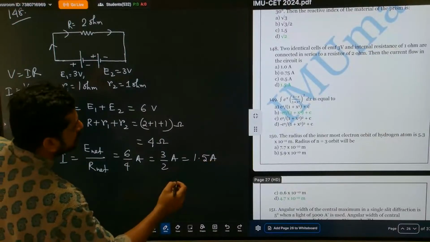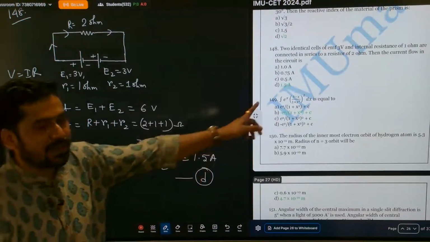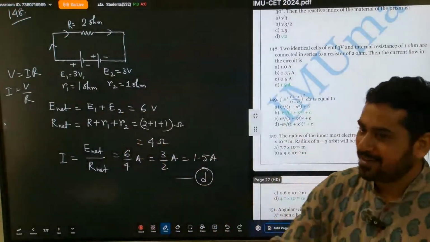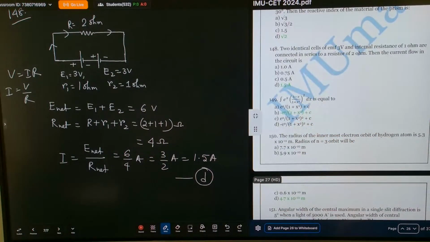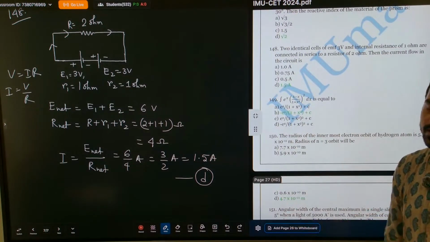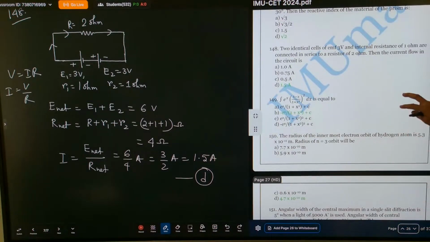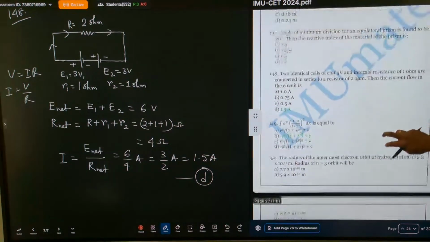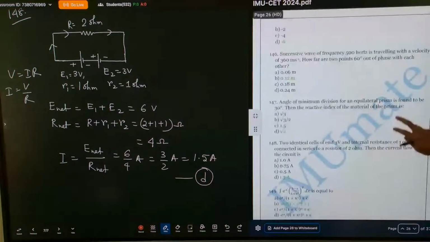Option D. But I could have solved it just by looking at the green part. I didn't do that. Okay, so add the total resistance, get the total EMF, just divide total EMF by total resistance. A very easy part. Okay, let me check. You see, you recognize well. I'm going backwards.